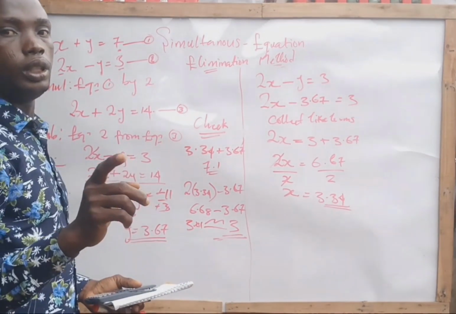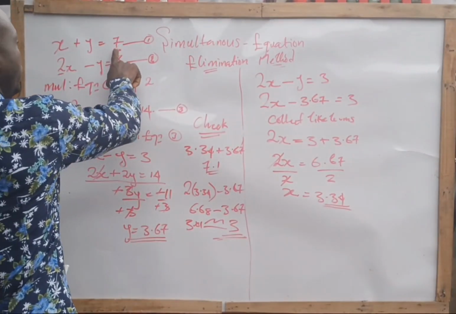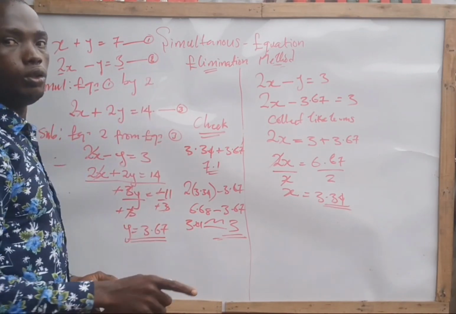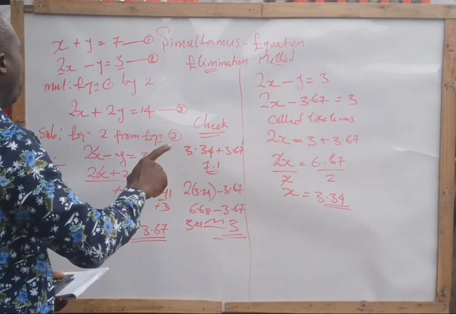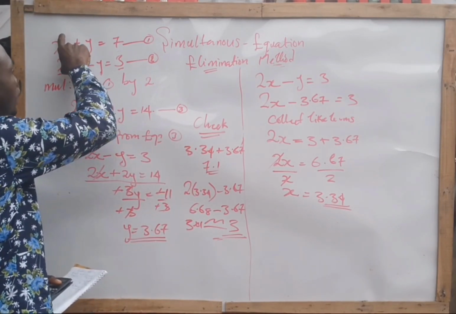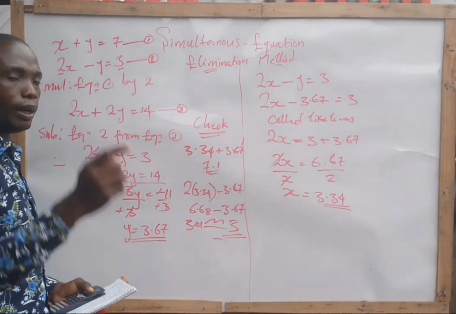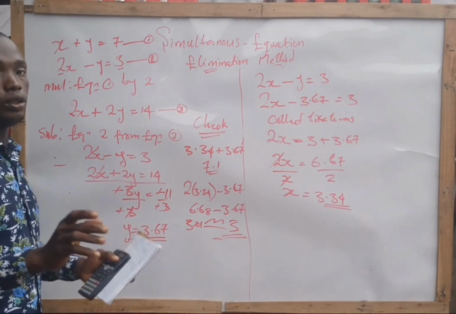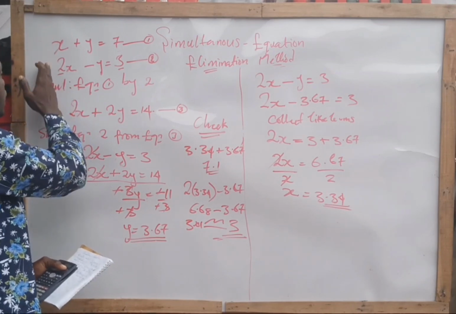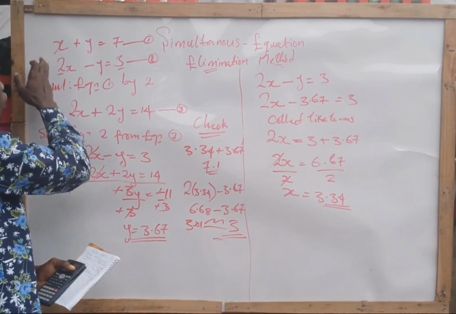So the first thing you do is that you name your equations as equation 1 and equation 2. By the time you name them, you look for what you want to eliminate. If you are eliminating x or if you are eliminating y, you will still get the same answer. But to be on a safer side, always eliminate the variable standing in front, which is the unknown standing in front.